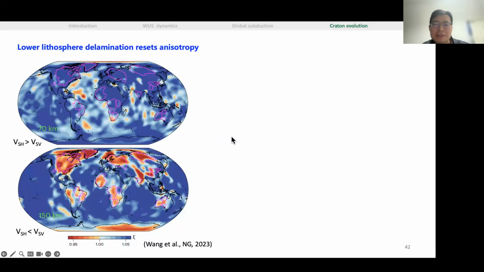Thank you for clarifying that. We have a question from Jiao Tao that says, in the implications on craton evolution, what is the role of purely thermal evolution, like cooling subsidence, in addition to delamination and relamination?